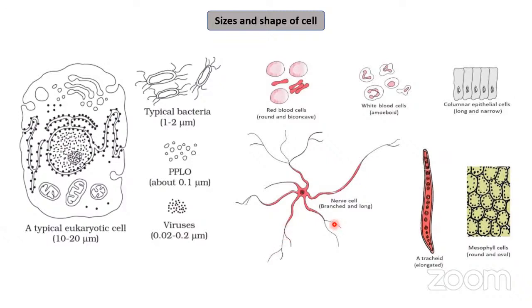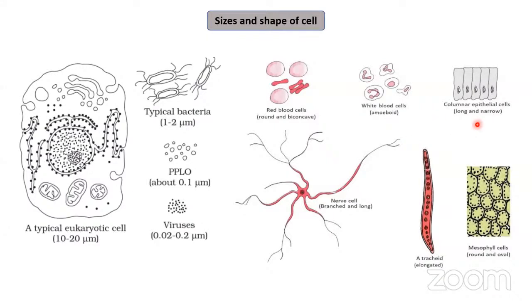While if I talk about the shape, then RBCs, red blood cells, are round or they may be biconcave in shape, as we can see in this figure. White blood cells are amoeboid and they acquire different shapes and structures. Since there are different types of white blood cells, most of them differ from each other in shape, and so their shape is called amoeboid.